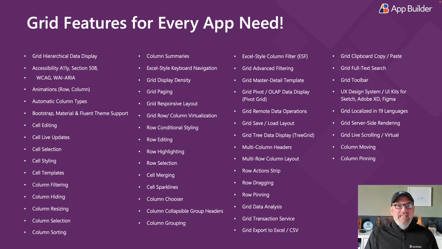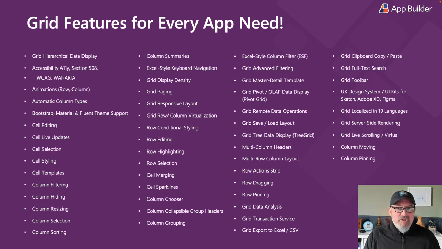But as we get all of our APIs and everything sorted out through the rest of this year, our goal is to have 100% parity on features and capabilities across Blazor, Angular, React, and web components. So when we are generating code in App Builder, you get the same experience no matter what.